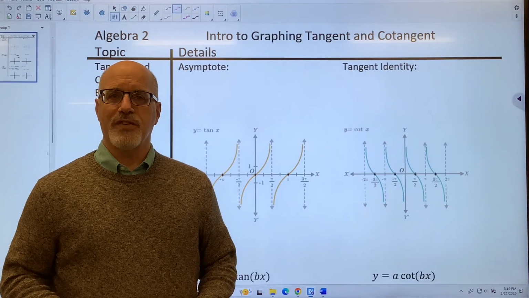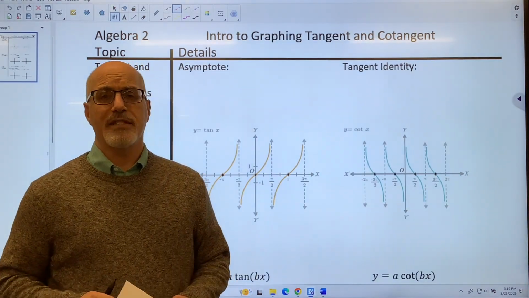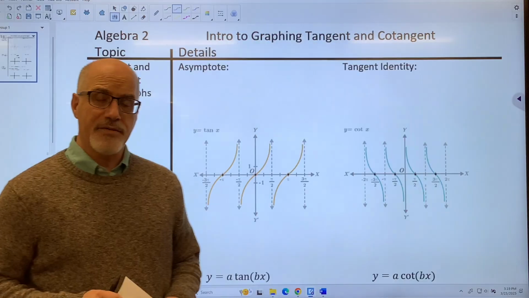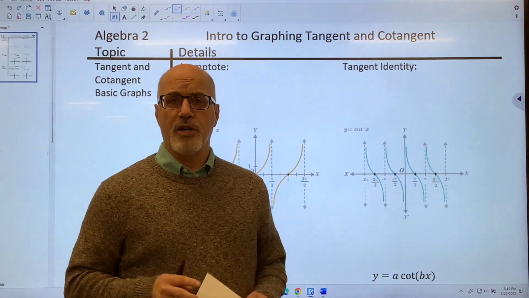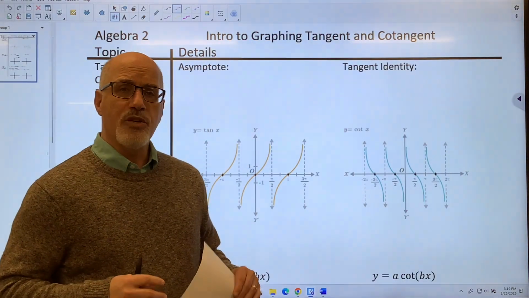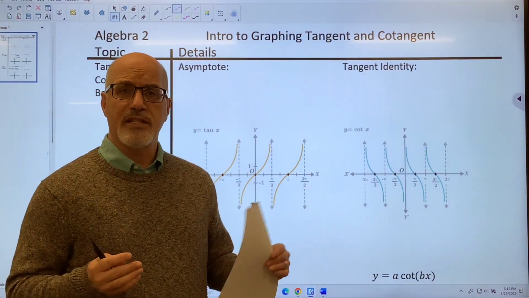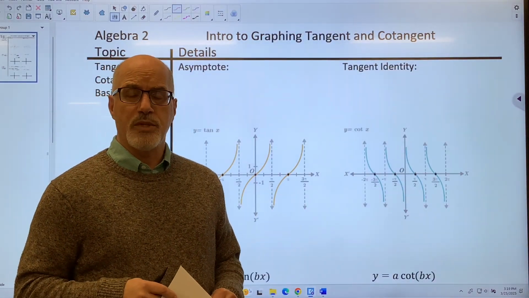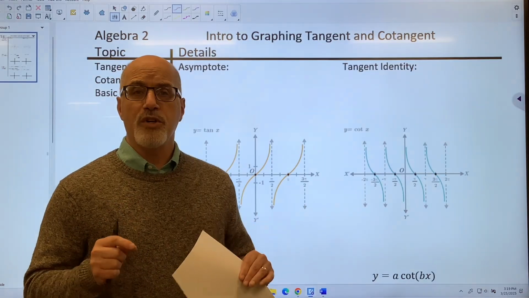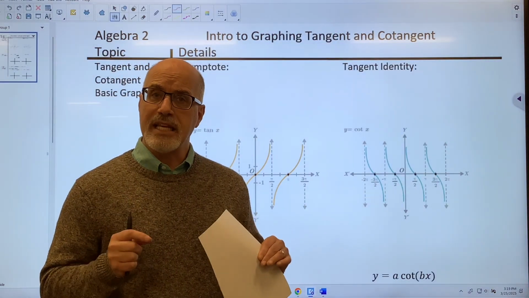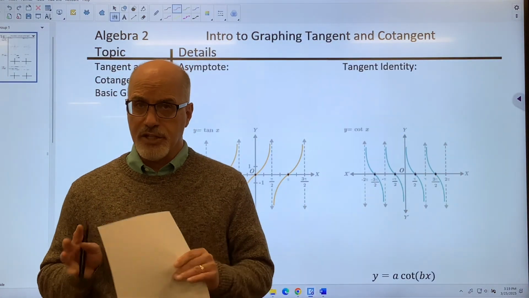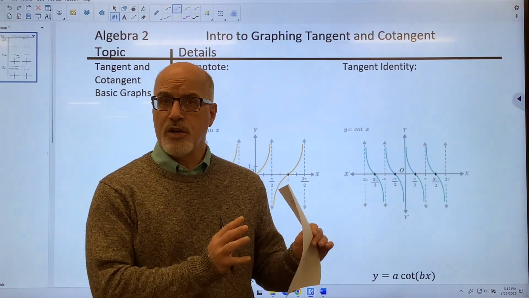Our objective for this video is to be able to graph tangent and cotangent graphs. We've already looked at sine and cosine graphs, and we're going to use some of the basic information we have about sines and cosines to help us with tangent and cotangent. But it's very important to recognize at the beginning the difference between tangent and cotangent and sine and cosine.